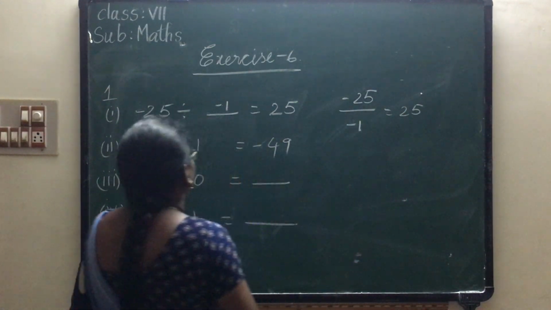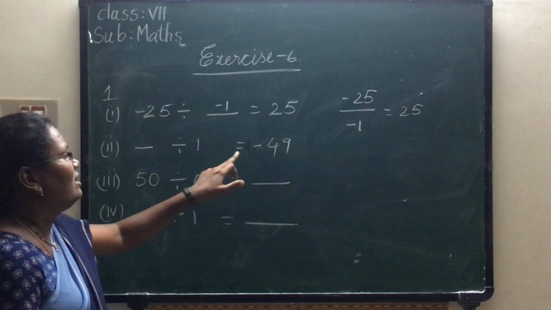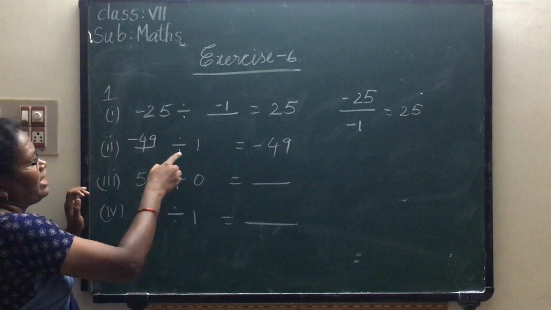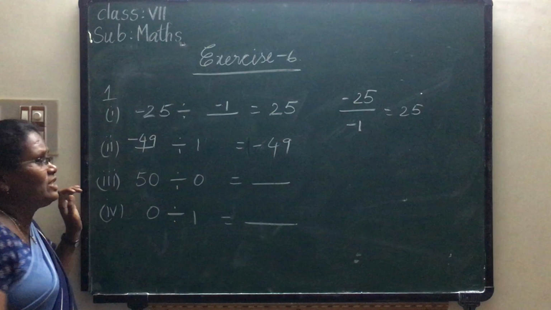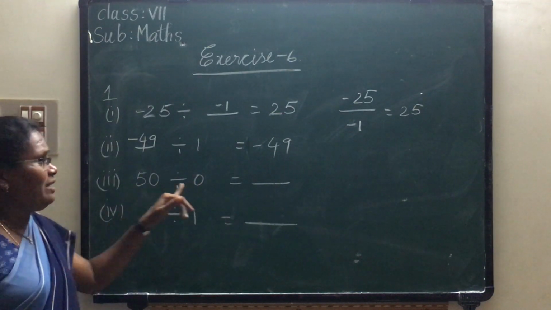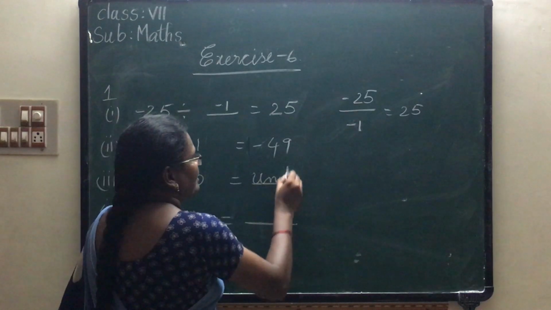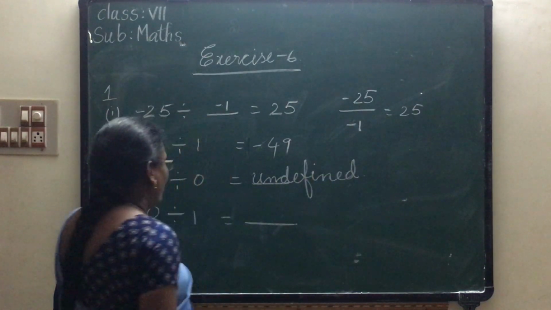Minus 1. Next, dash divided by 1 is equal to minus 49. How much, children? Minus 49. Minus 49 divided by 1 is equal to how much? Minus 49. 50 divided by 0: I already said that any number divided by 0 is equal to undefined.